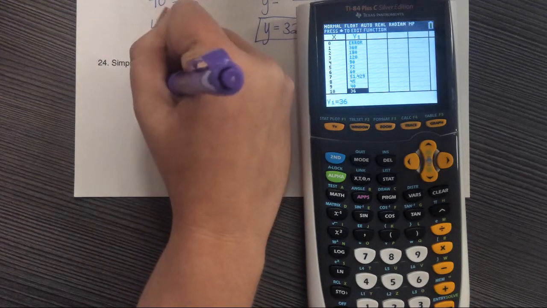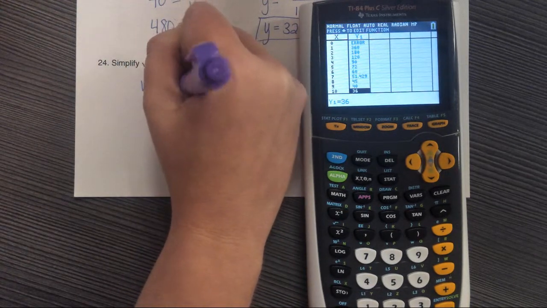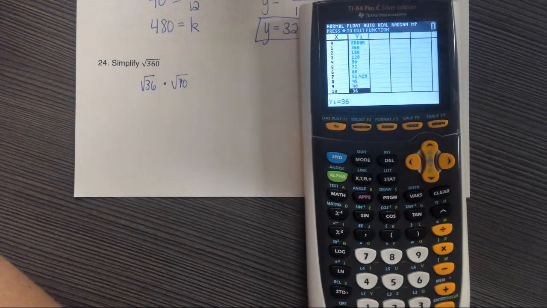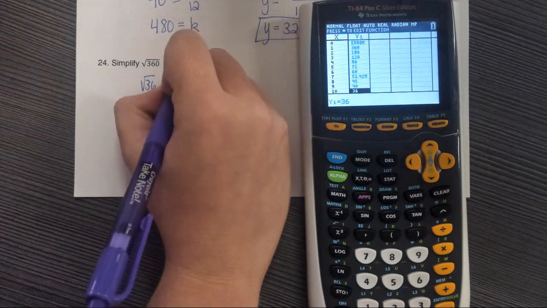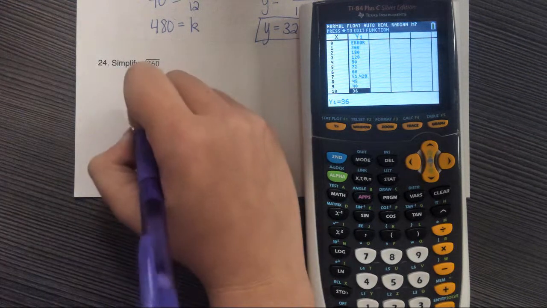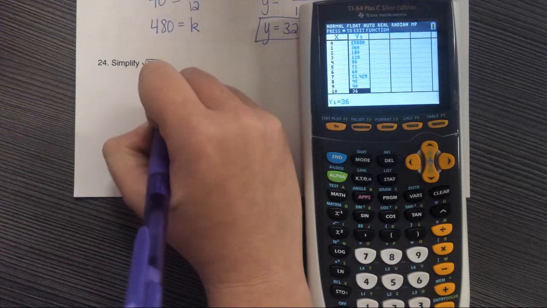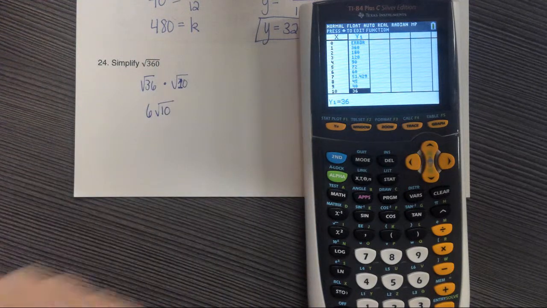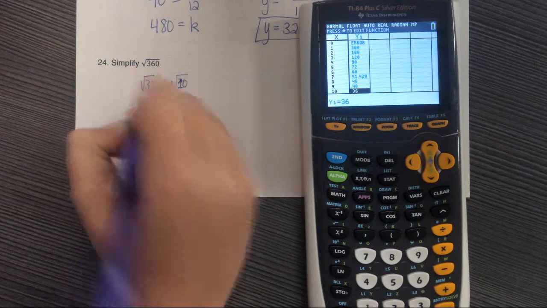So I can break this down into the square root of 36 times the square root of 10. That looks like a 7. It's a 1, 10. So the square root of 36 is 6. So that means that this simplifies to be 6 times the square root of 10.